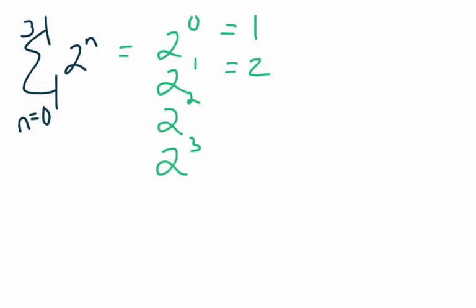2 to the first power is 2. 2 squared is 4, 2 cubed is 8. And what you should notice is that you're multiplying by 2 each time. This is something called a geometric sequence when you multiply by 2 each time. And then when you add them up, it becomes something called a geometric series.